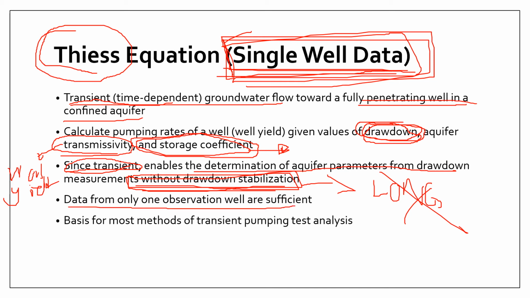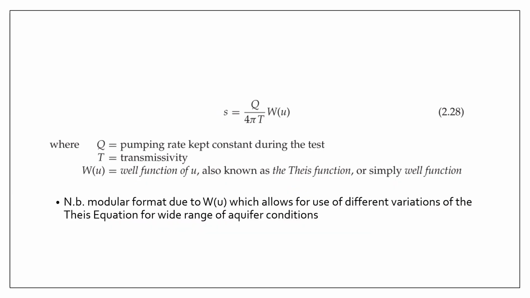And another feature is that you only need one well to be able to conduct the Thiess equation. So as a result, the Thiess equation is a very popular analysis method used in a lot of pumping tests. And there are actually a lot of variations of the Thiess equation that allows it to be used for confined aquifers, unconfined aquifers, and a lot of other aquifer conditions. All right.